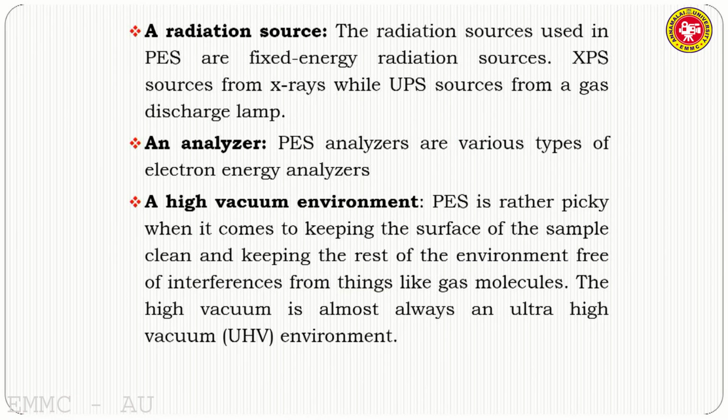Radiation source: the radiation sources used in PES are fixed energy radiation sources. XPS uses X-rays, while UPS uses a gas discharge lamp. Helium lamps or argon lamps are used here. Next, the analyzer. PES analyzers are various types of electron energy analyzers.